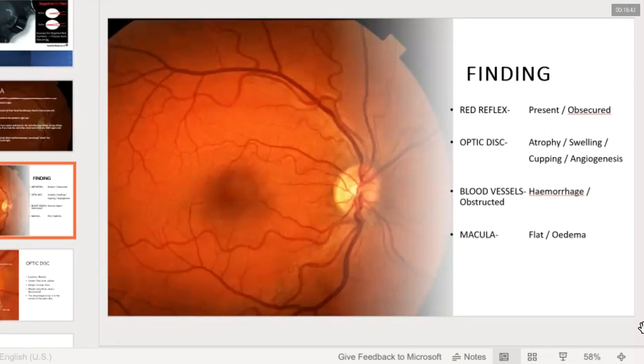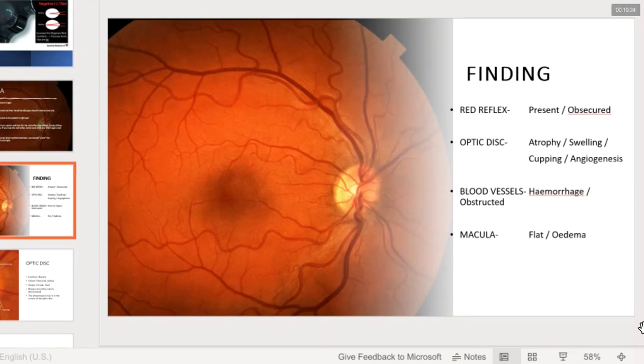Okay, so what are we looking for? The findings. What should we report as a finding? First of all, because we are looking for the red reflex, we need to report about the red reflex. Is the red reflex present, or is it absent, or is it just diminished? Especially if there's any corneal opacity, or any lens opacity, such as in cases of cataract.